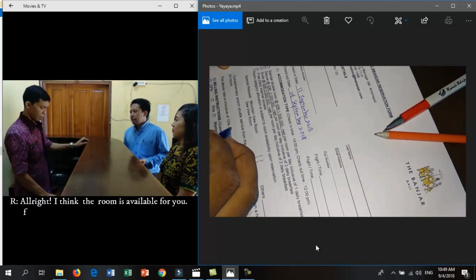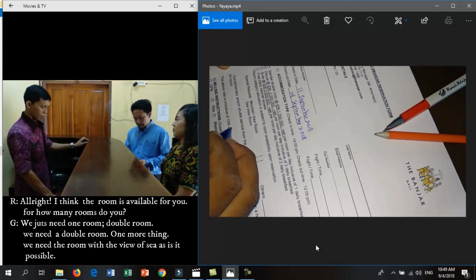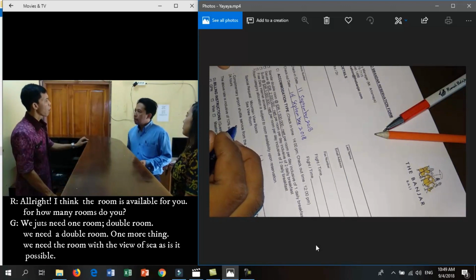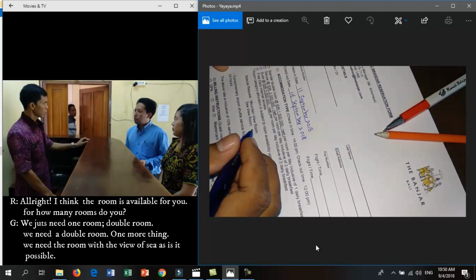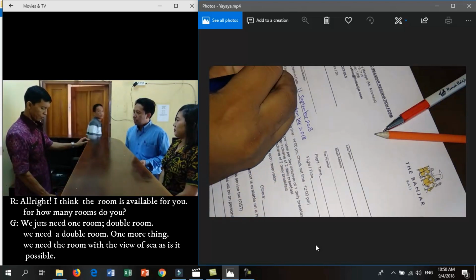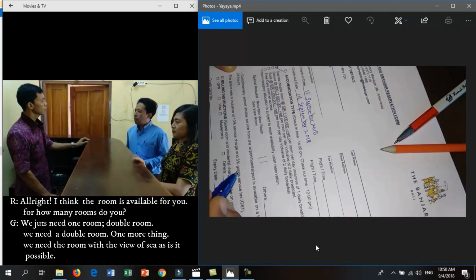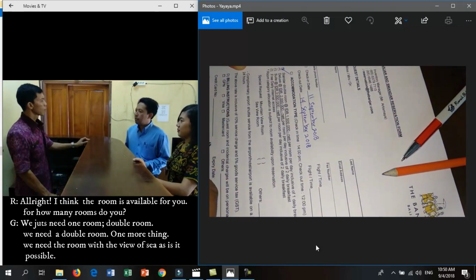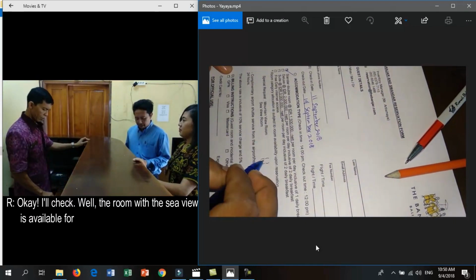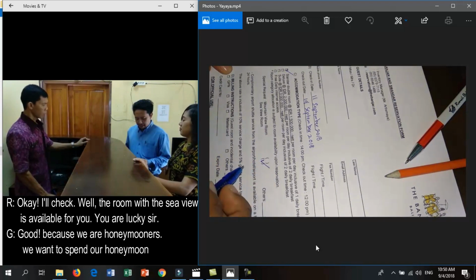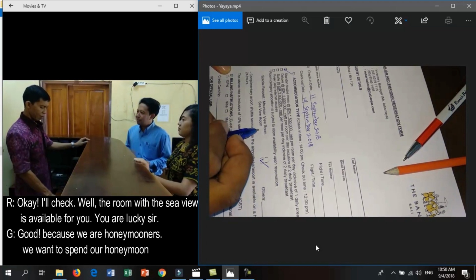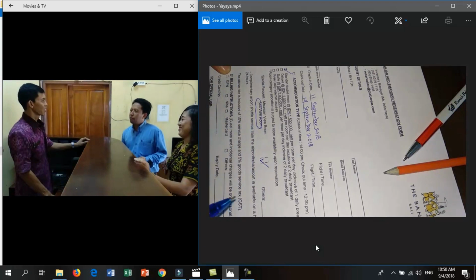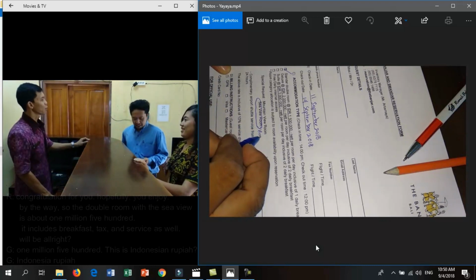All right. I think the room is available for you. For how many rooms? Just one room, a double room. We need a double room. A double room. Yeah. And one more thing, we need a room with a view of the sea, if it is possible. Let me check. Well, a room with a sea view is available for you. You're lucky, sir. Oh, good. Because we are honeymooners, you know. So we'll spend the honeymoon here for 3 nights. Congratulations. I hope that you will enjoy it.